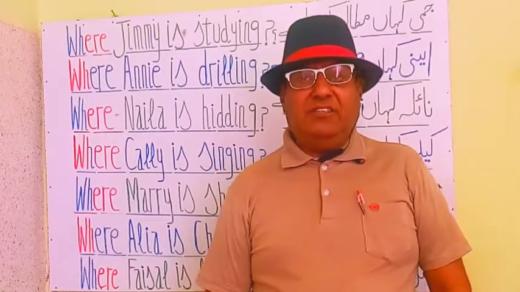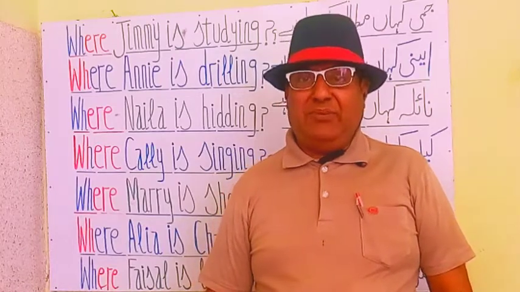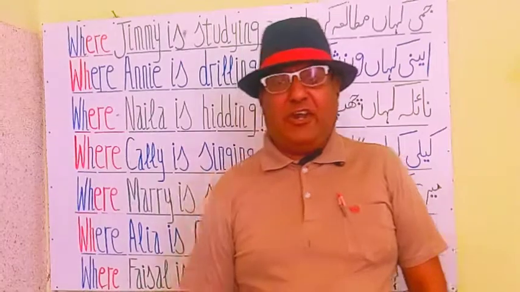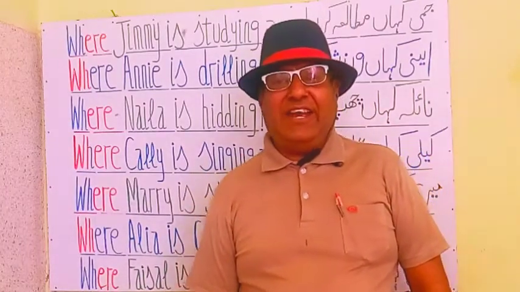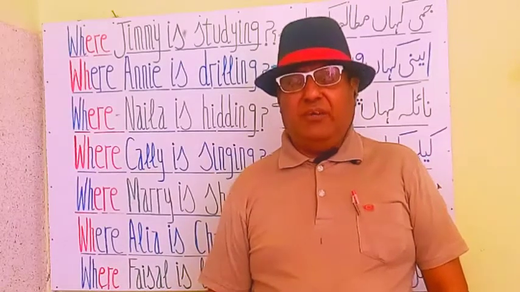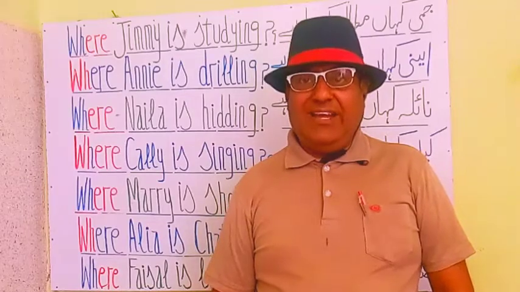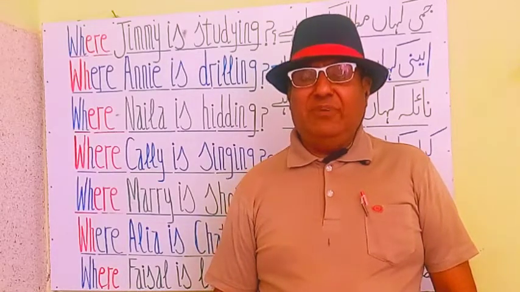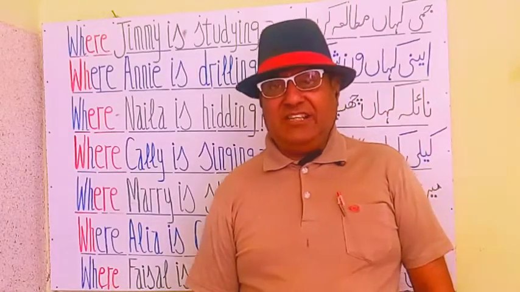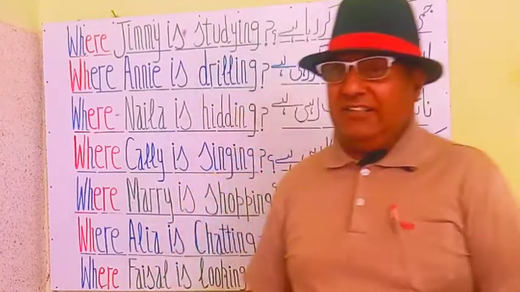Answer may be Jimmy is studying at Oxford. Jimmy is studying at Cambridge. Jimmy is studying at Oxford. So there may be so many other answers for this query and question. Where Jimmy is studying? Jimmy कहाँ मुतालिया कर रहा है. Let's see the next question, next query.